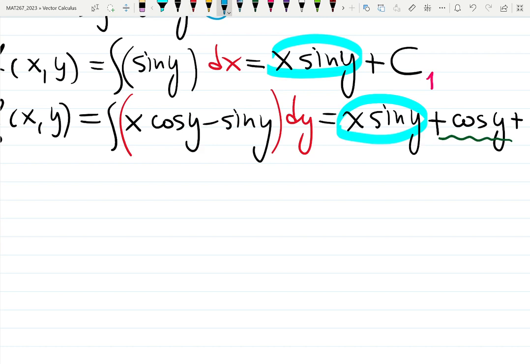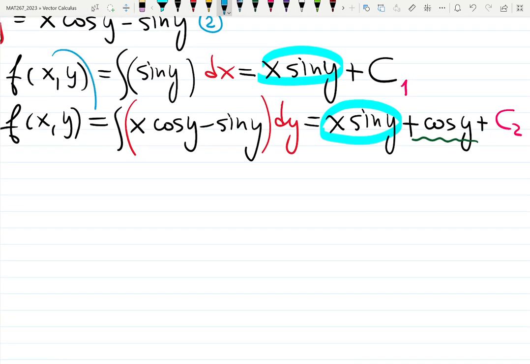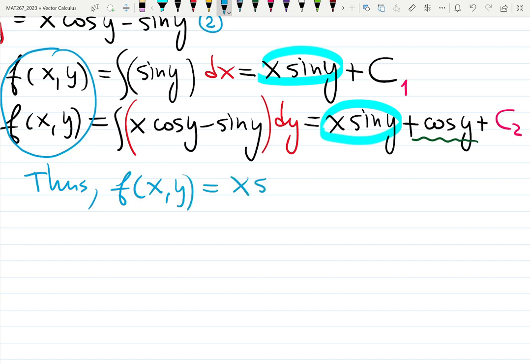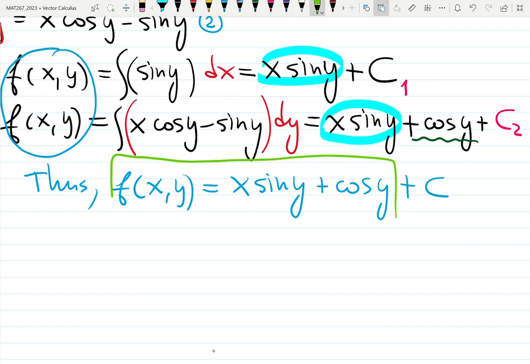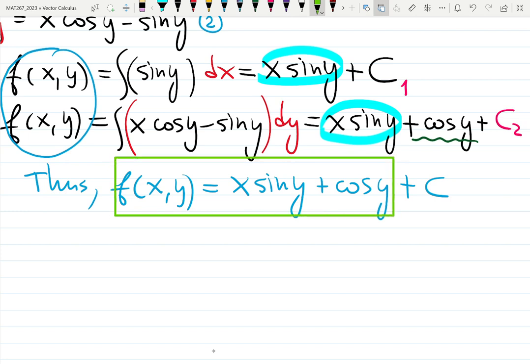So what we're going to do is conclude. This should be the same function. Thus, f of x comma y will be x sine y. Don't repeat it twice. It showed up twice, so it's there. Plus cosine y. And of course, plus some kind of big C, which we don't care about. We just need some kind of function. It's called potential function. We don't need all of them. One is good enough, so c equals 0 is good enough too.